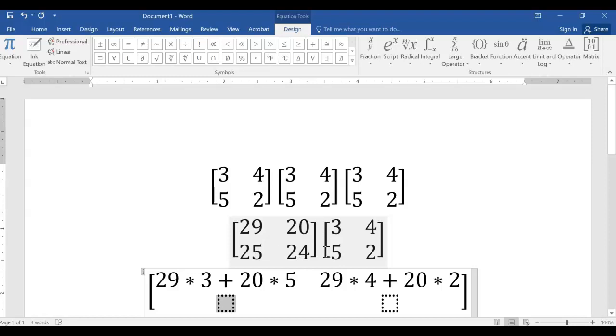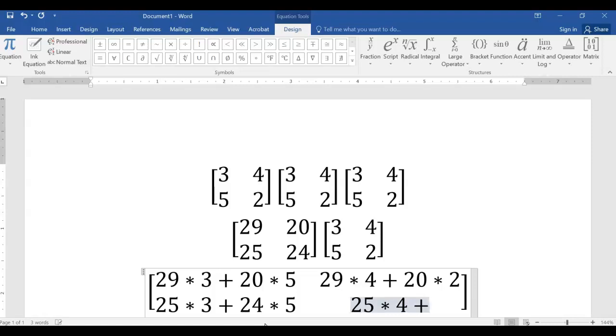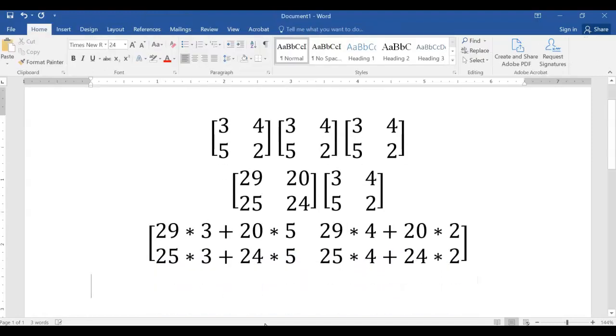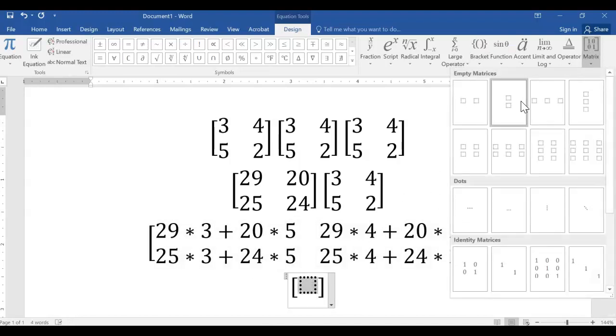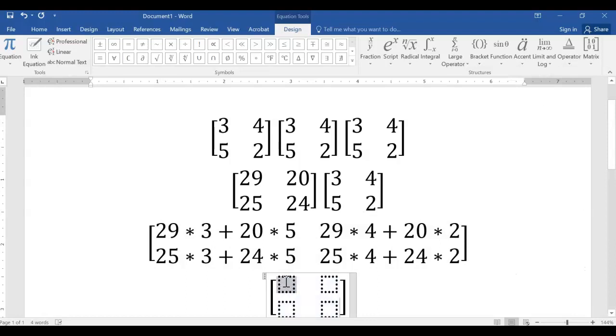Row 2, column 1, 25 times 3 plus 24 times 5. And then row 2, column 2, 25 times 4 plus 24 times 2. And there we have it. Okay. Now, again, these are going to be big numbers. I'm just going to type these into my calculator and figure out what they come out to.